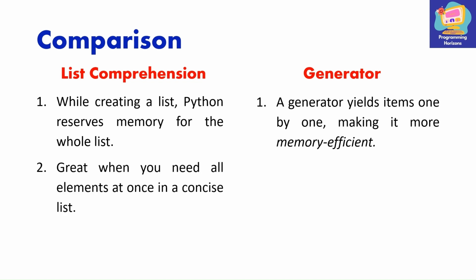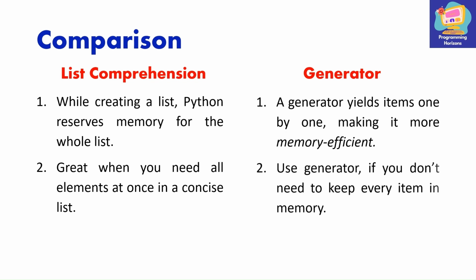Second point of comparison is that list comprehensions are great when you need all elements at once in a concise list. On the other hand, use a generator if you don't need to keep every item in memory. Lastly, list comprehensions are faster to run as compared to generators, which are slower in execution.